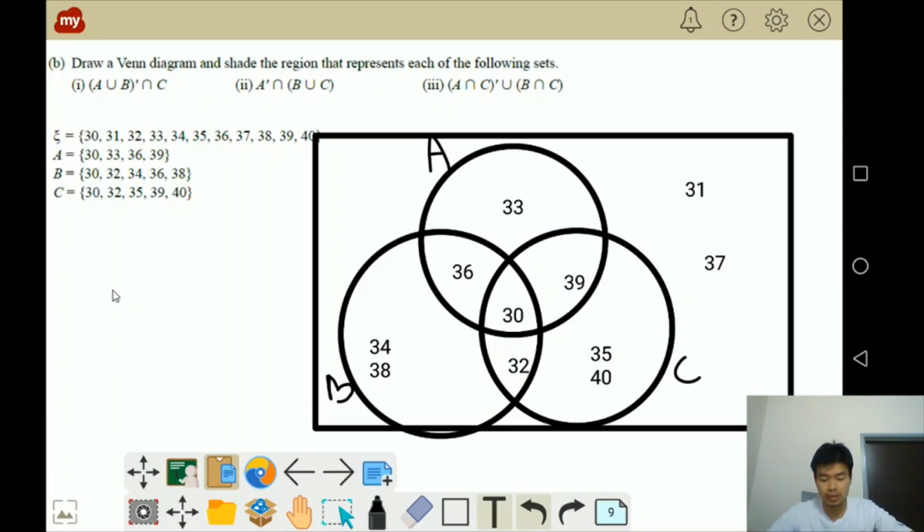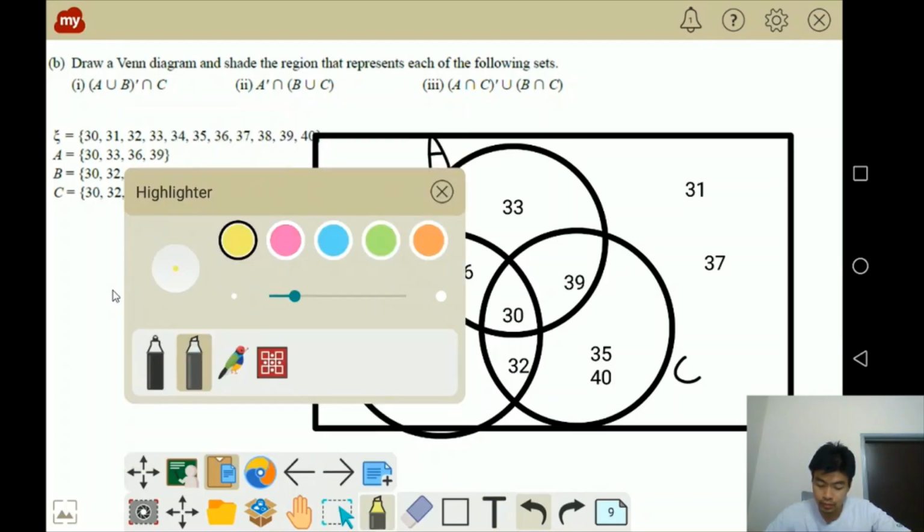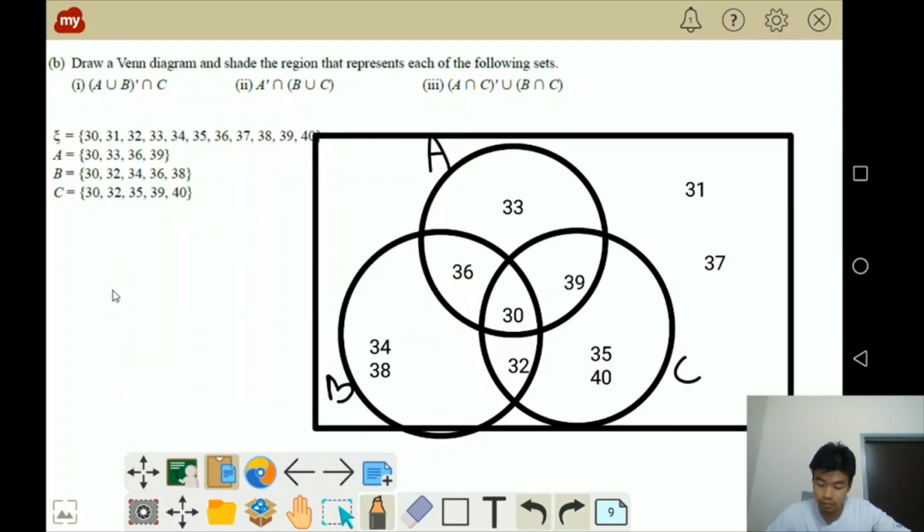Alright, so again, same rules. Do from the left to the right. Have bracket, do bracket first. Okay, so A union B prime. Where is A union B prime? Okay, I'm going to use the highlight pen. So A union B prime simply means that I have to shade everything outside of A and B, right? So which area I should shade? Here and outside, right? This is A union B prime.